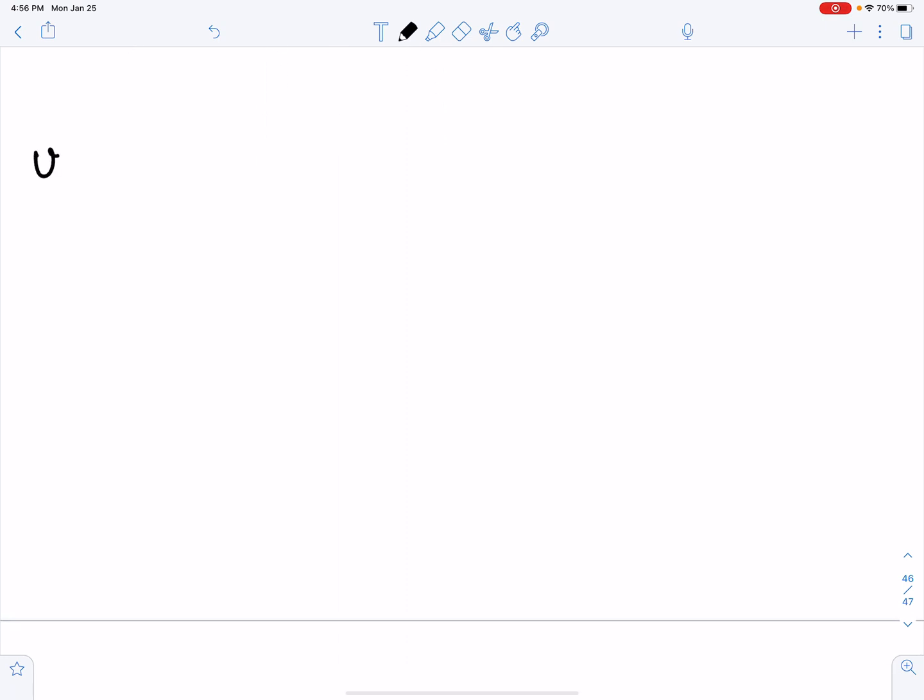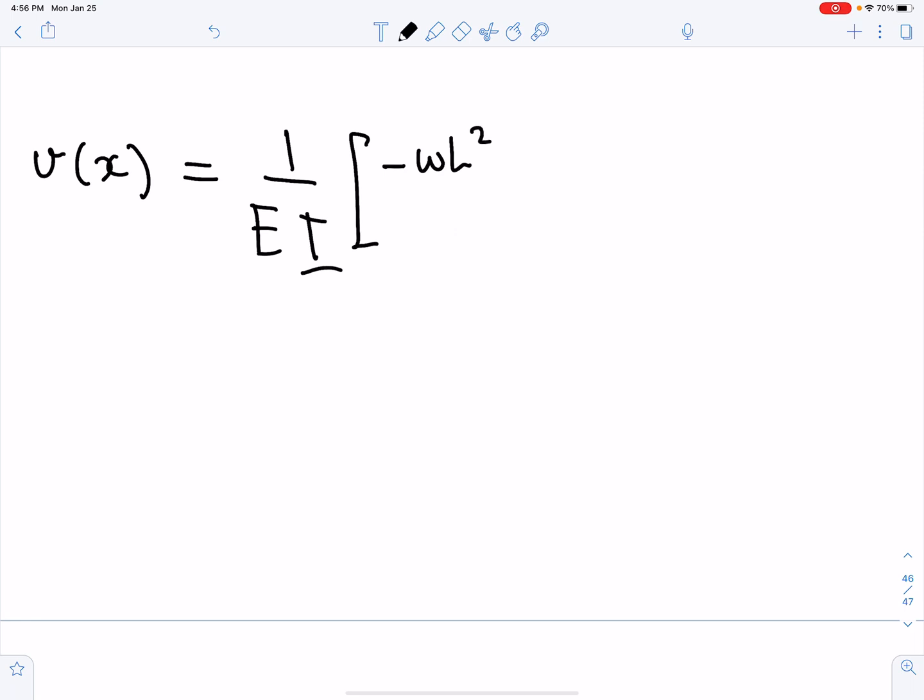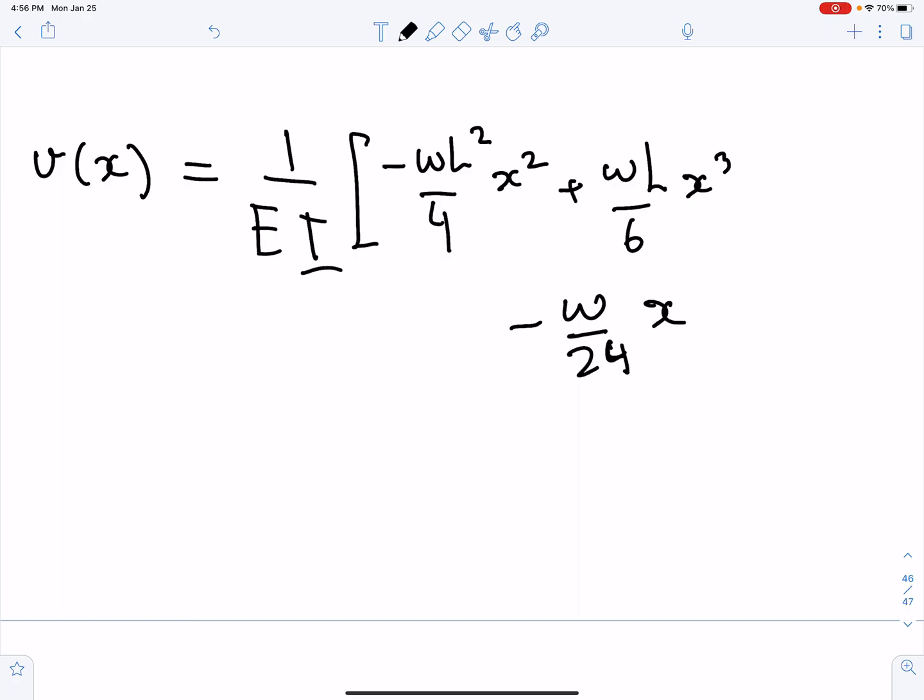But the end result becomes V of x, the deflected shape. Deflection of the neutral or median axis is 1 over EI times minus WL squared over 4 x squared plus WL over 6 x cubed minus W over 24 x to the fourth, and this holds for x greater than or equal to 0 and less than or equal to L. So everything is written in terms of the problem data. That's your displacement shape. It's quartic.